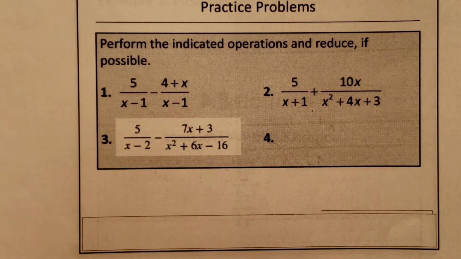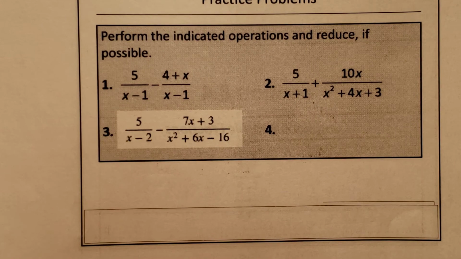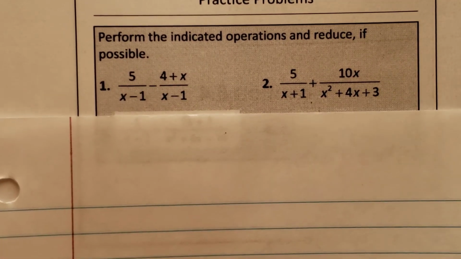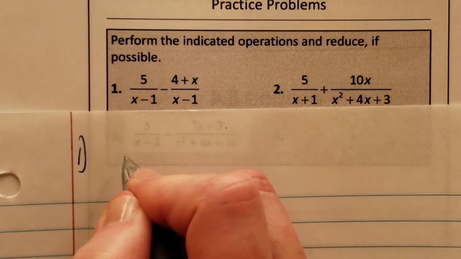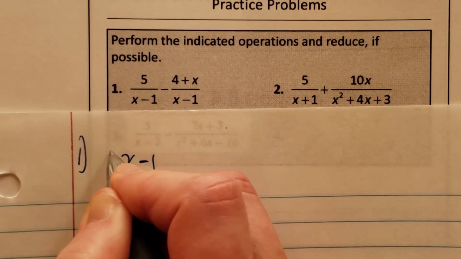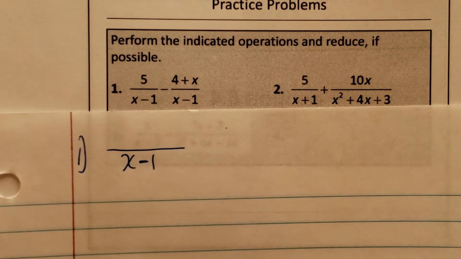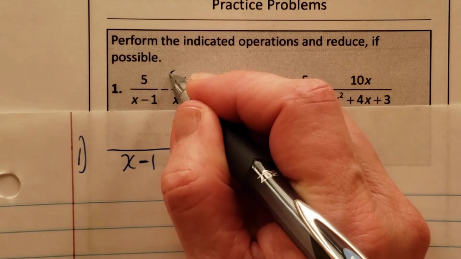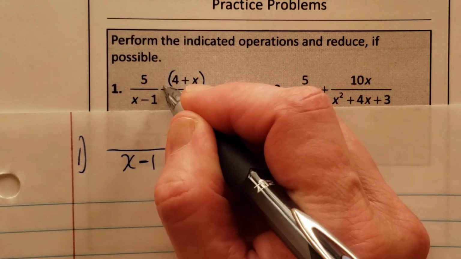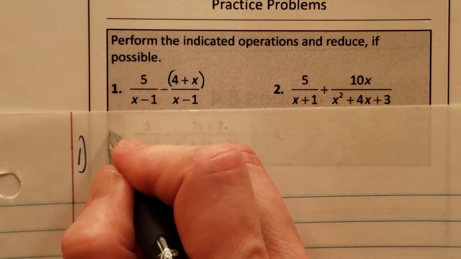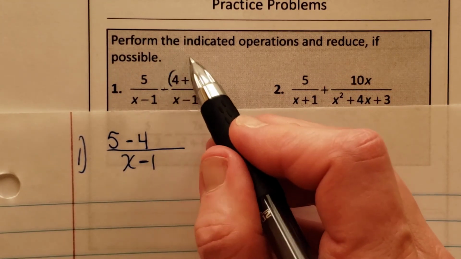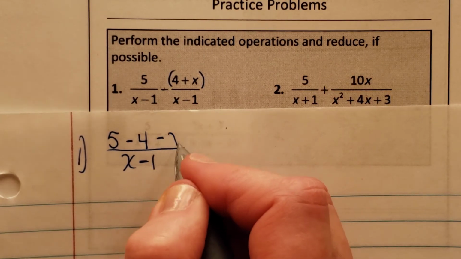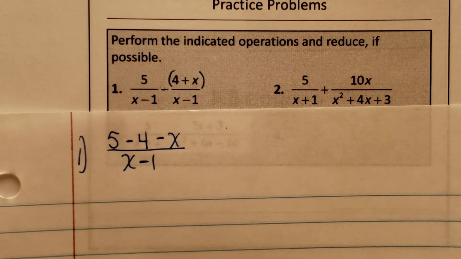All right, so I'm going to do number 1. I need a little bit more room, so I'm going to use my notebook paper. All right, so number 1, I already have common denominators. So my denominator is x minus 1. The only thing in my numerator that I need to be careful is that I subtract both of those. So I'm going to have 5 minus 4, and then what's the opposite of plus x? Minus x. So be careful with that.